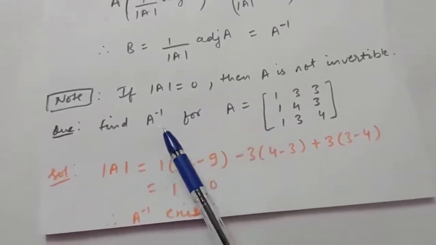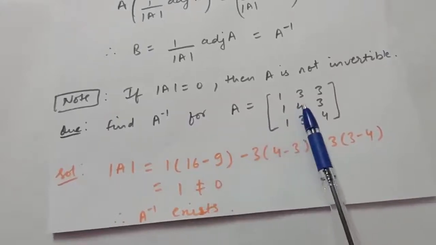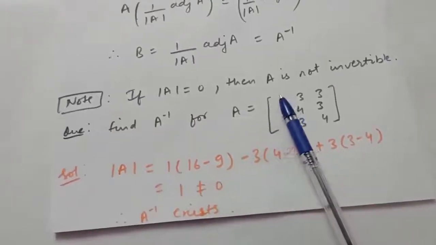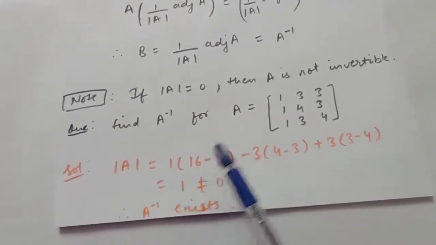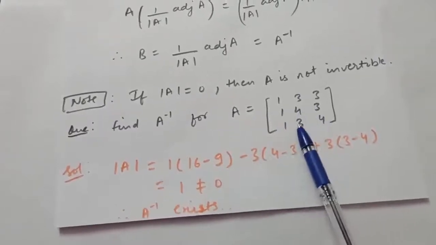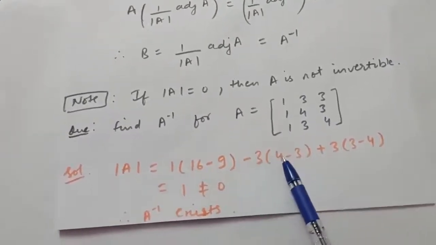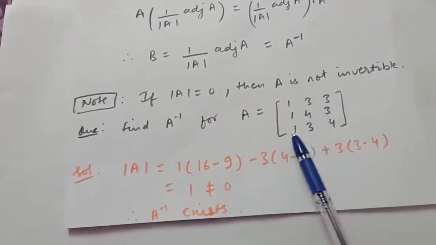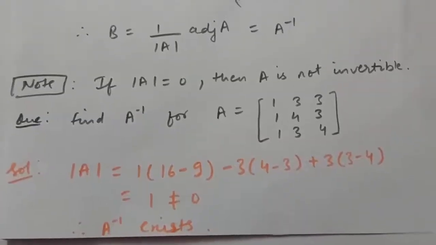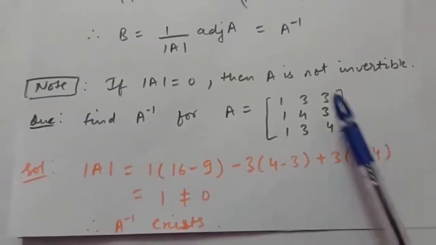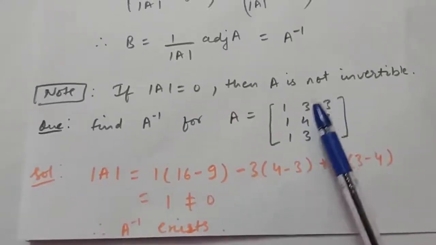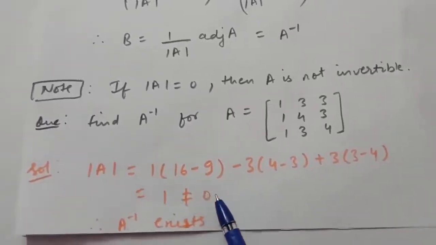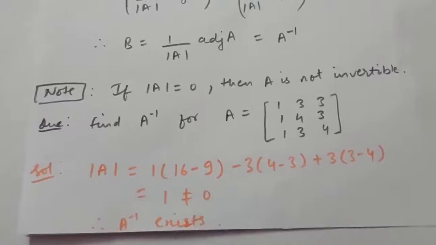Now see, this is the question: find A inverse for A equal to this matrix. So first of all we will calculate its determinant, calculate it along the first row. So it will be 1 into 16 minus 9, minus 3 into, leave this first row and second column, so 4 minus 3, plus 3 into, leave this first row and third column, so 3 minus 4. When you solve it, you will get determinant of A as 1, which is not equal to 0, and therefore A inverse exists, right?